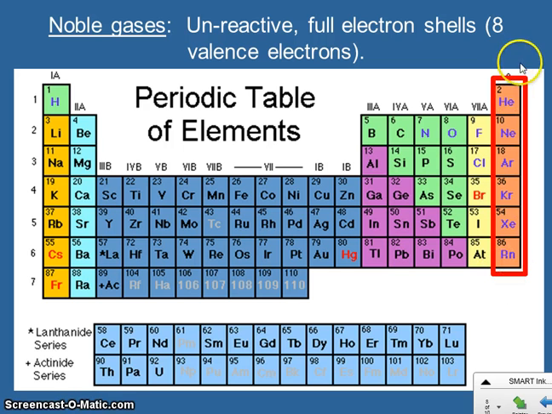So these ones, your noble gases, helium, neon, argon, krypton, xenon, and radon, they already have a full outer shell. So they're saying, you know what? I don't need to react with anything. And that's exactly what they do. They're the most unreactive elements that exist. Since they already have that full outer shell of 8 valence electrons, group 8, they don't react with anything.